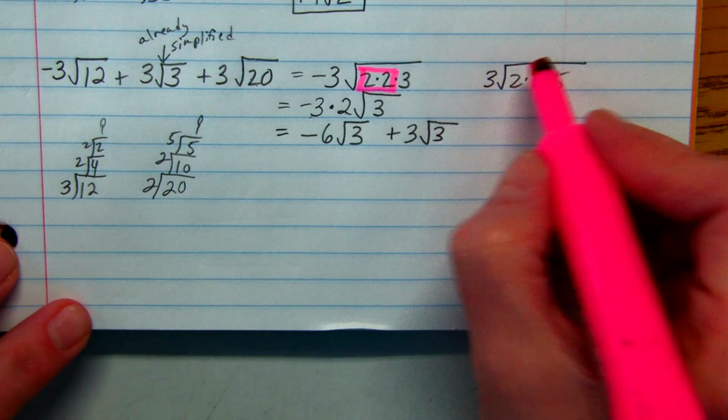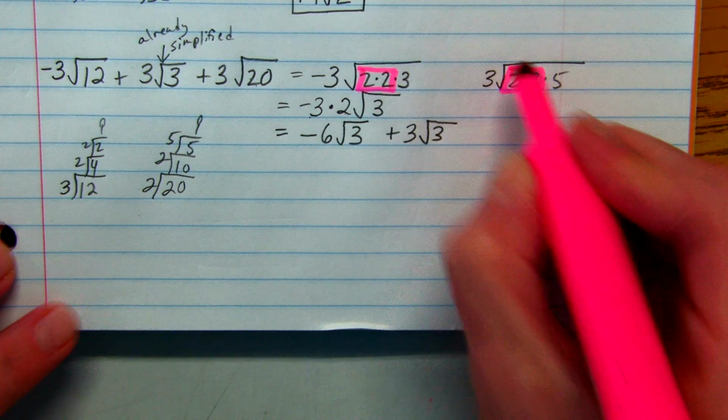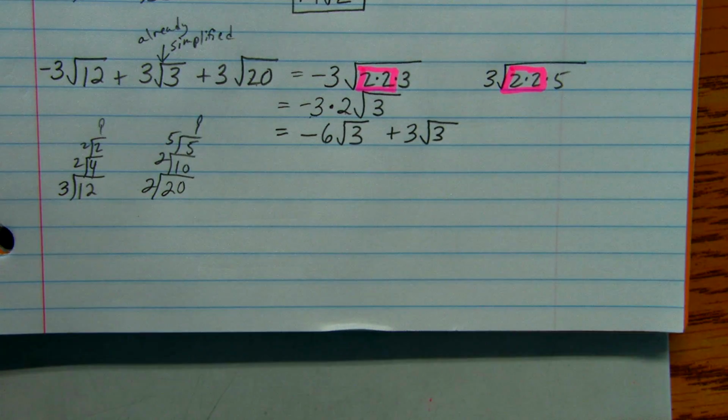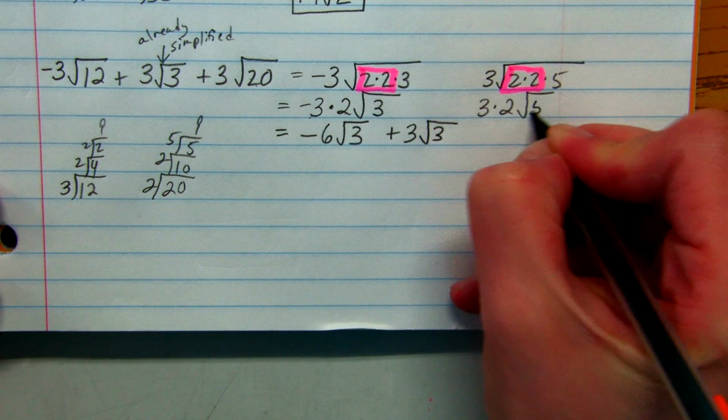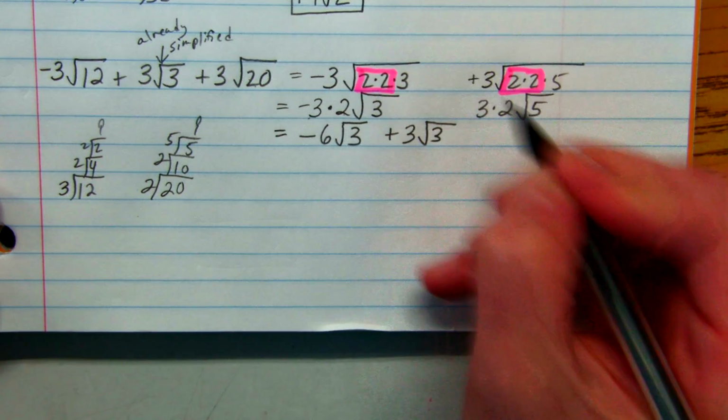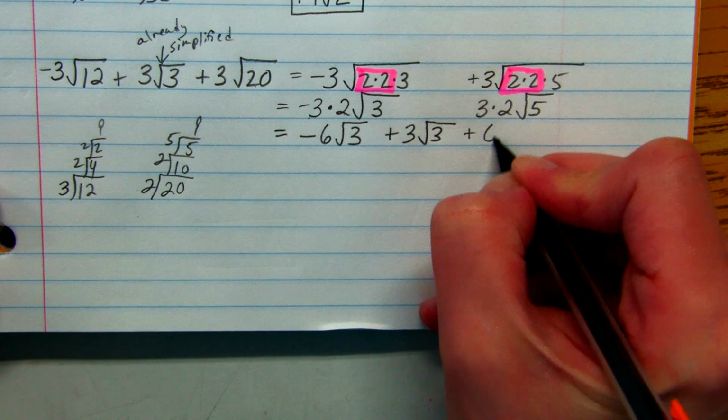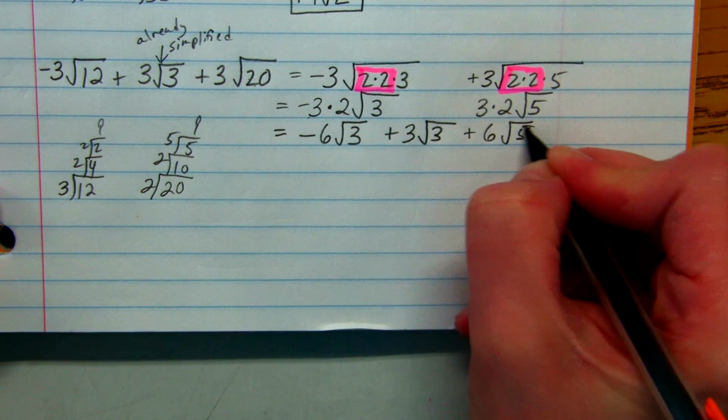So that's going to be a pair of 2's we can bring out. And so that would be 3 times 2, and the 5 is still inside. And this was plus, so I should put that plus there. So plus 6 square root of 5. I think I did that right.